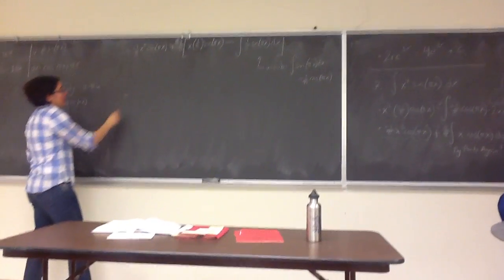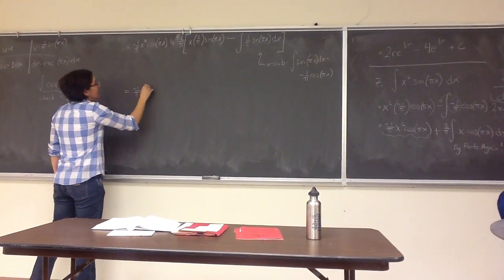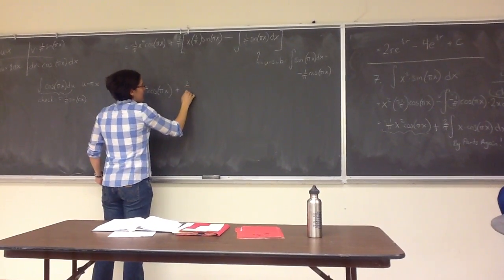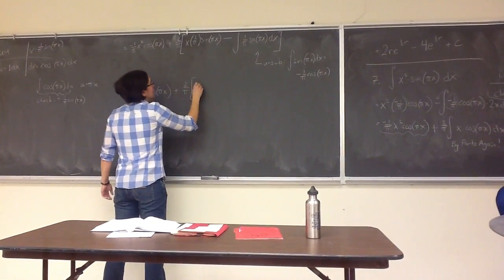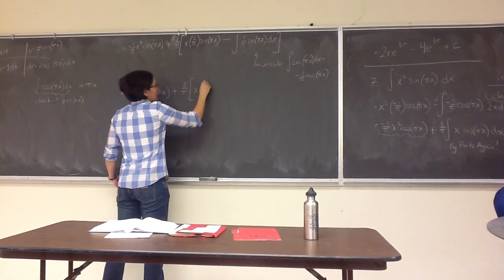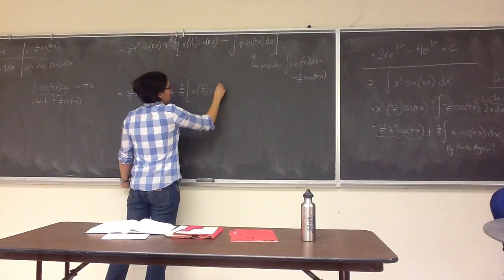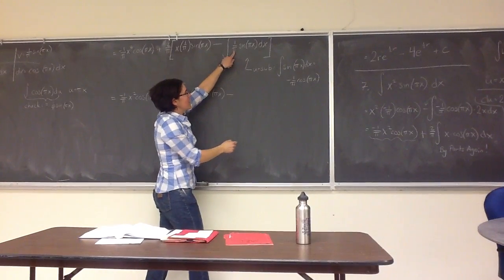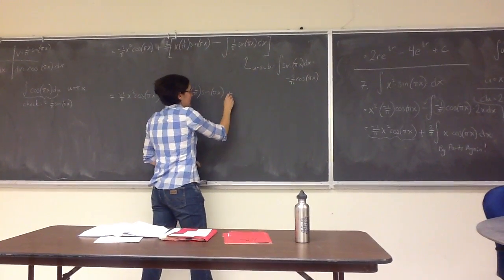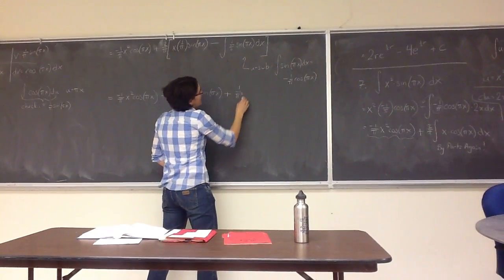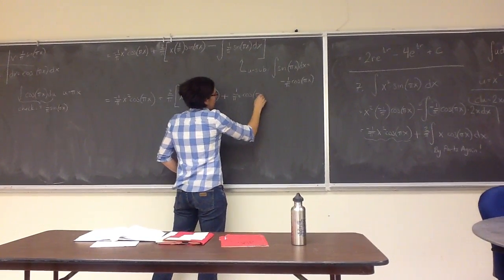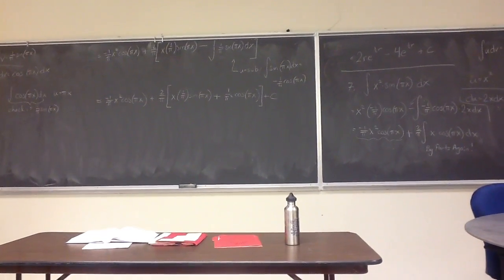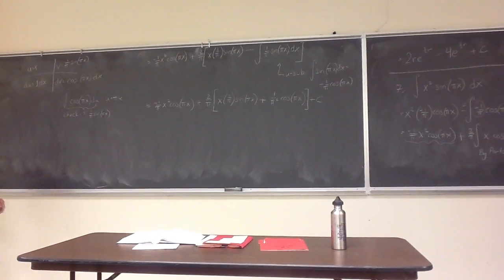And so our final answer: negative 1 over pi x squared times cosine of pi x plus 2 over pi times the quantity x times 1 over pi times sine of pi x minus, okay, I've got 1 over pi and then I've got a negative 1 over pi, so that becomes plus 1 over pi squared times cosine of pi x. End parenthesis, tack on my plus c. All right, final answer.